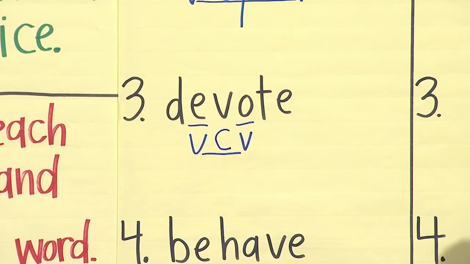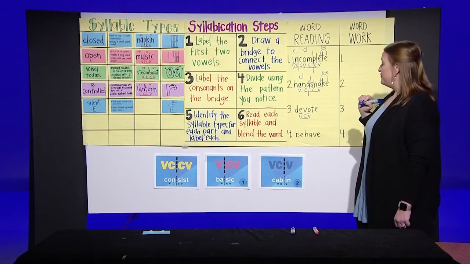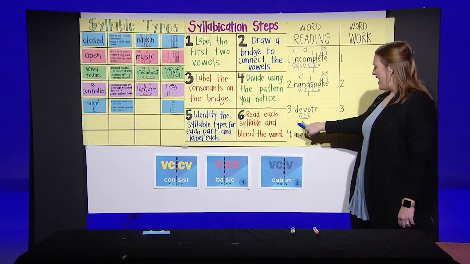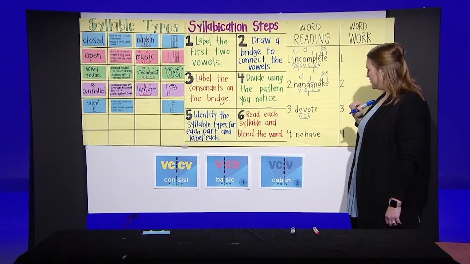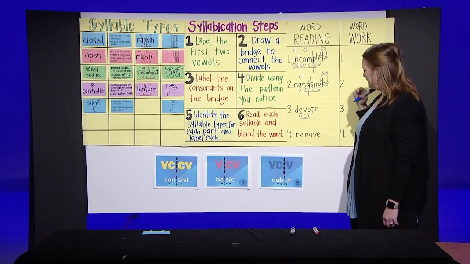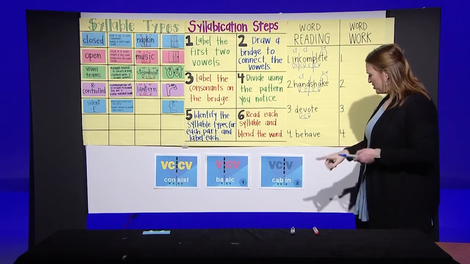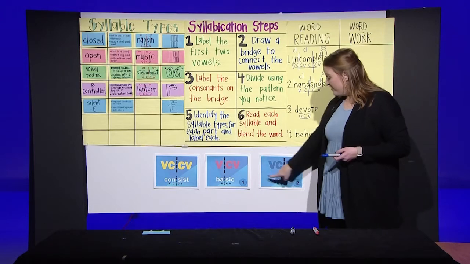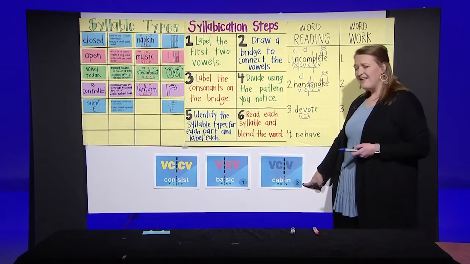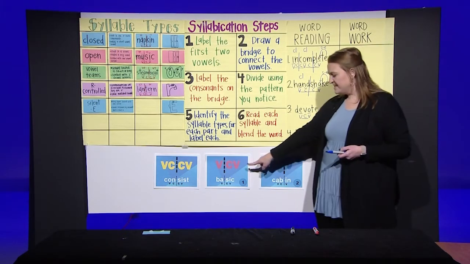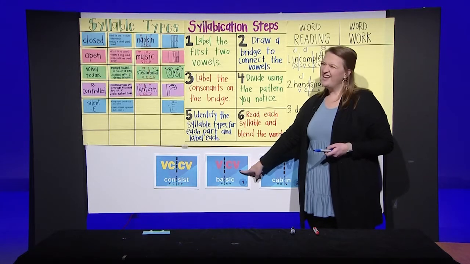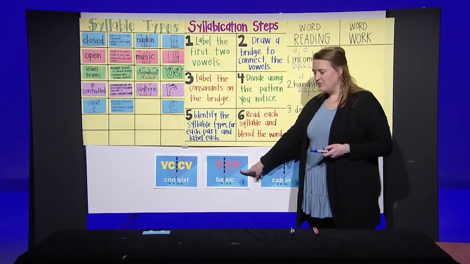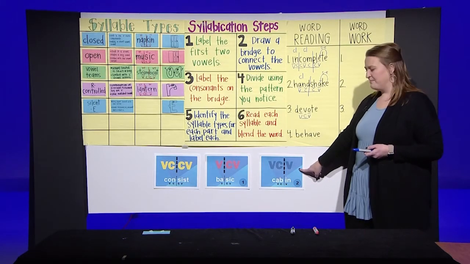And step 4, divide using the pattern you notice. What pattern do you see? I see the VCV pattern too, and we haven't used that one in this lesson. So let's go back down here to our charts. We have 2 charts for the VCV pattern, and they're numbered 1 and 2. That lets us know that we want to try this division line first, and if we don't think that's a word that we've heard before, or we need to try and reread the word, we might try this division pattern.